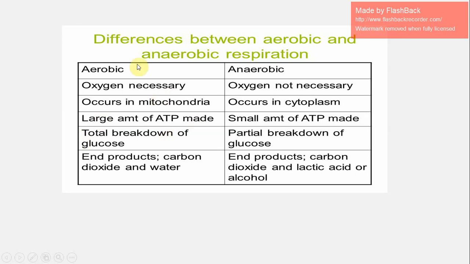Here it's a very important point to know that aerobic respiration occurs in the mitochondria, which is the powerhouse. But anaerobic respiration takes place in the cytoplasm. Aerobic respiration eventually produces carbon dioxide and water. Anaerobic produces either lactic acid, such as in muscles, or alcohol and carbon dioxide in yeast.